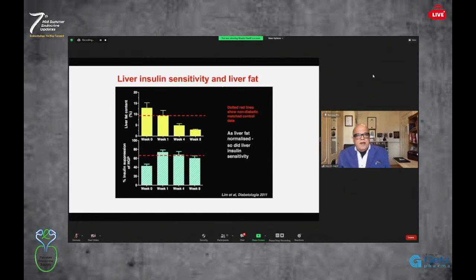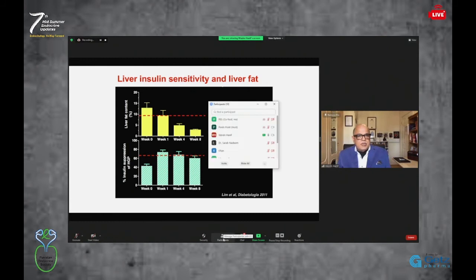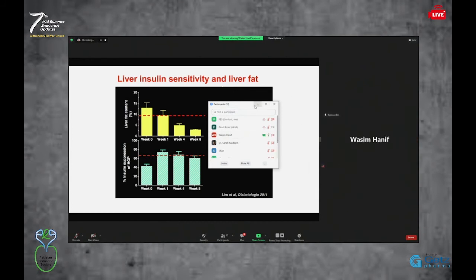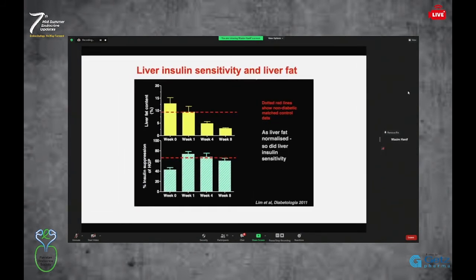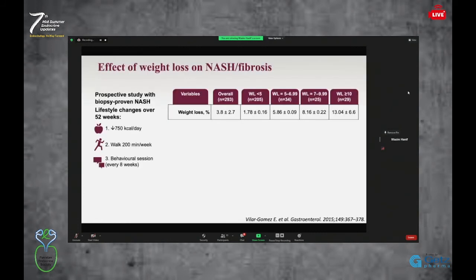Now, this is a very interesting study, basically looking at liver insulin sensitivity and liver fat. Similar results we've seen in the DiRECT study, which actually shows that as the liver fat decreases, the insulin sensitivity increases, which clearly means that if the fat deposition in the liver is responsible for insulin resistance, weight loss by whatever means is able to achieve that, it makes the patients more insulin sensitive.